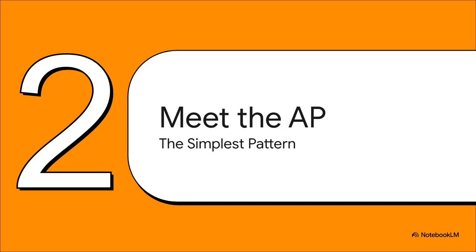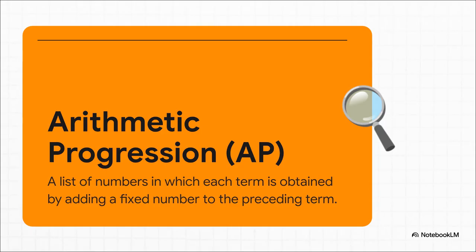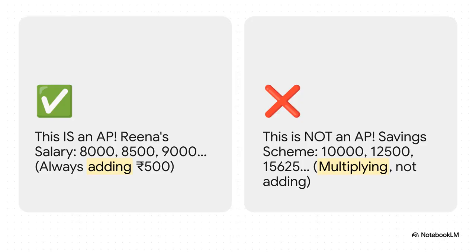Okay, so now we are going to focus on a very special and simple type of pattern. Let's meet the AP, the simplest pattern. We call it an arithmetic progression, or just AP for short. The rule is so simple, bachcho. An arithmetic progression, or AP, is just a list of numbers where you find each term by adding a fixed number to the one before it. You just keep adding the same number again and again. That's it.